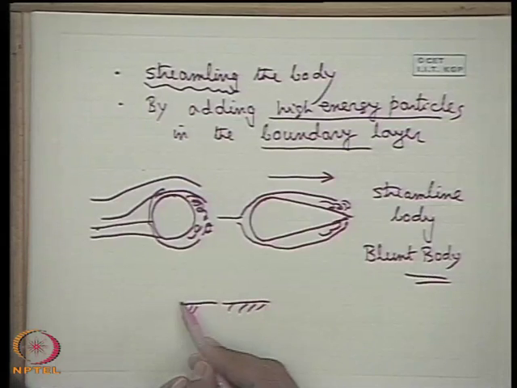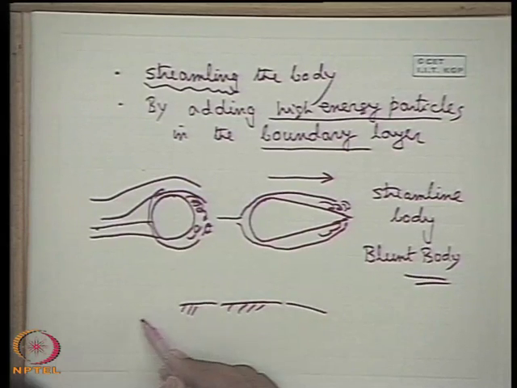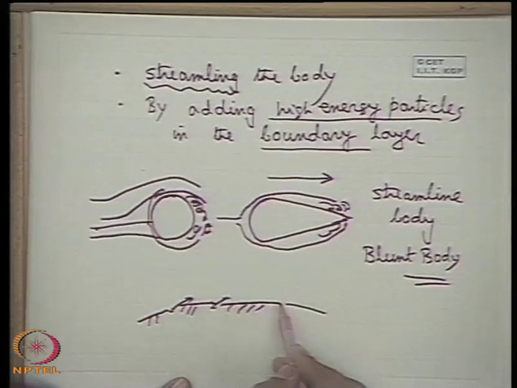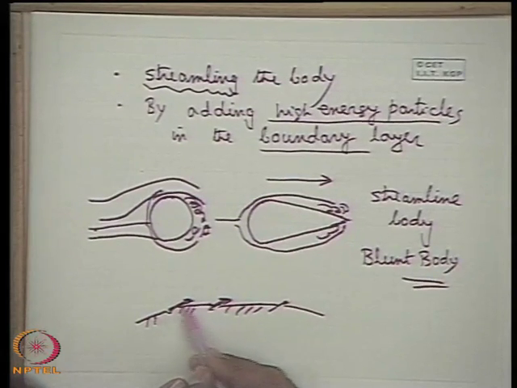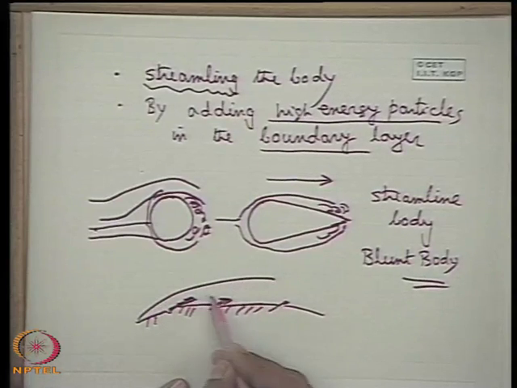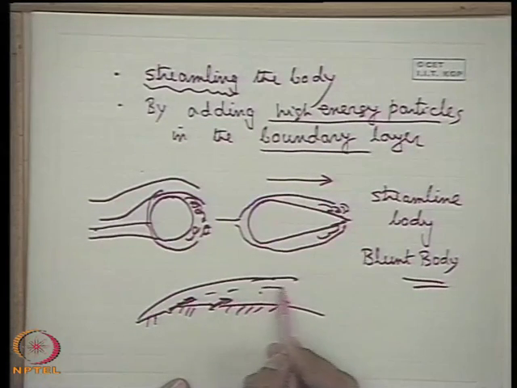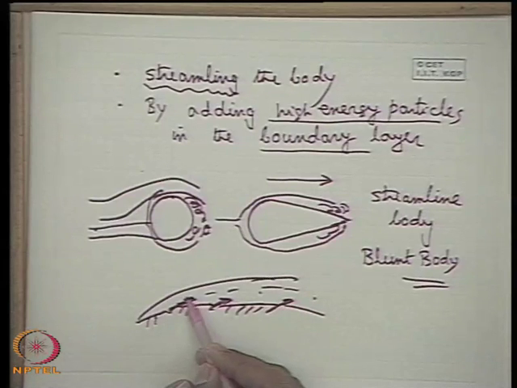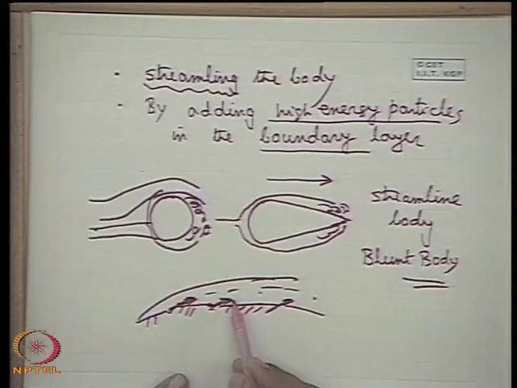This may be done, for example, by making surface pores. For example, let the fluid flow over a surface like this. If there are pores through which fluid particles are injected at high velocity tangential to this surface within the boundary layer, then the boundary layer separation may be avoided, by simply injecting fluid particles at high velocity tangential to this surface from surface pores.